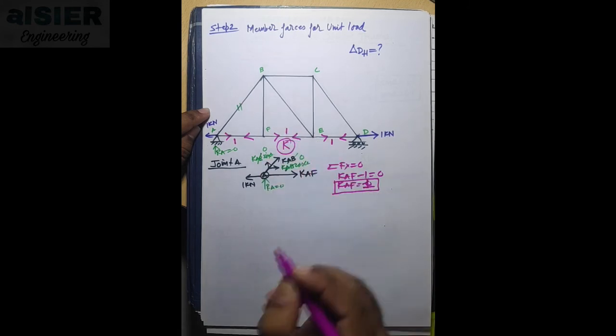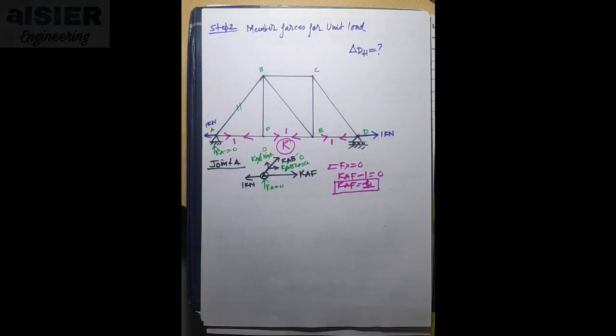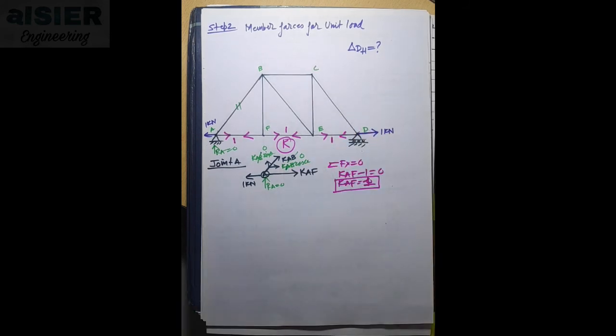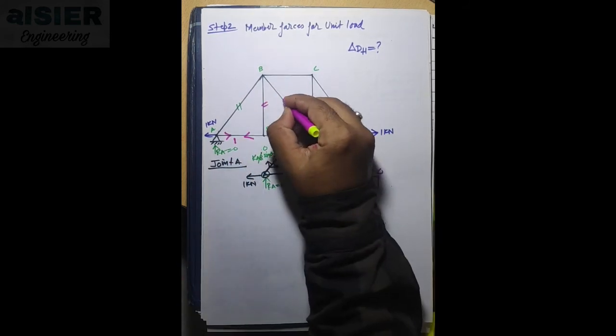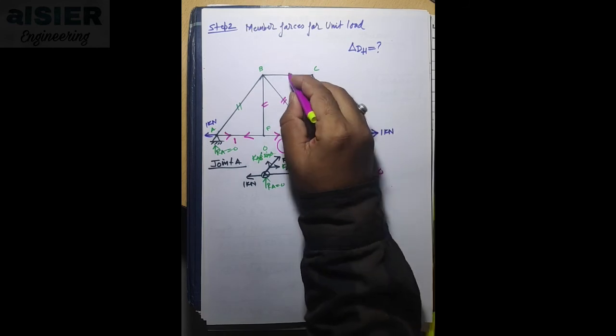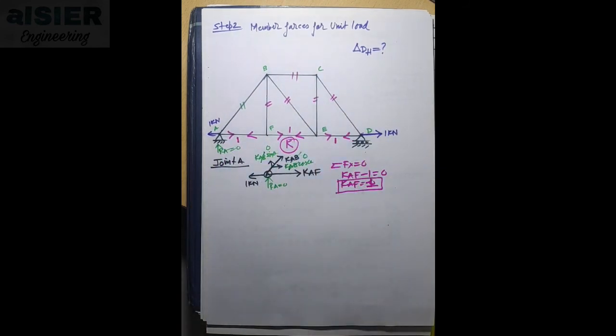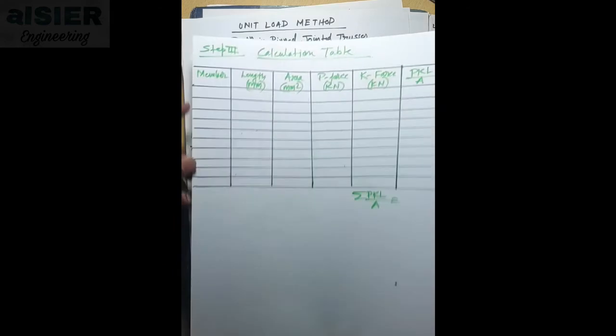Okay, so from the observation we will come to know that due to this 1 kN force, there will not be any force in this member. This member will have 0 force. There will be forces only in members AF, FE and ED. So we have completed our step 2. Now next is step 3.